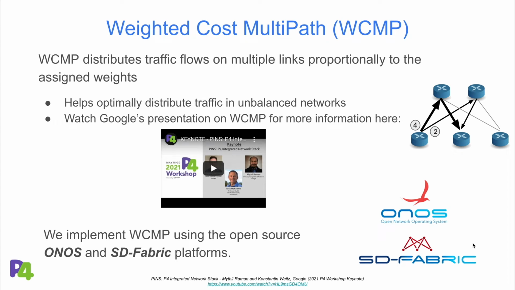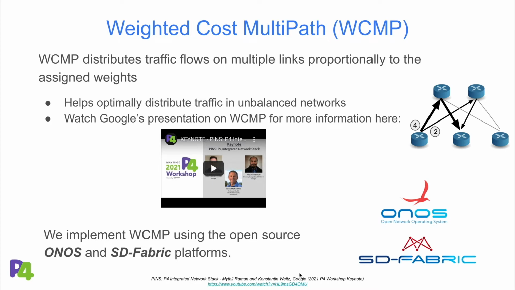Now let's talk about how WCMP can improve the network functionality. WCMP distributes traffic flows on multiple links proportionally to the assigned weights, and this helps optimally distribute traffic in unbalanced networks, which is the case in real data centers. There can be multiple reasons networks are unbalanced, such as using heterogeneous devices from different generations, link failures, and so on. If you are interested to know more about WCMP and how it outperforms traditional solutions, watch Google's presentation in the P4 workshop previous year. Here is the link to the presentation at the bottom of the slide.